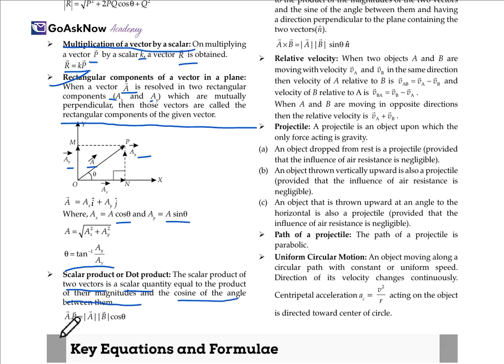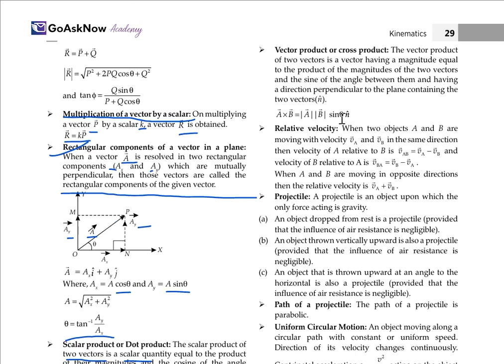Now, vector addition: how can we add vectors? So vector A plus vector B is equal to vector B plus vector A. This is the law. If two vectors are represented in magnitude and direction by the two sides of a triangle, then in this diagram we have Q cos theta plus Q square.